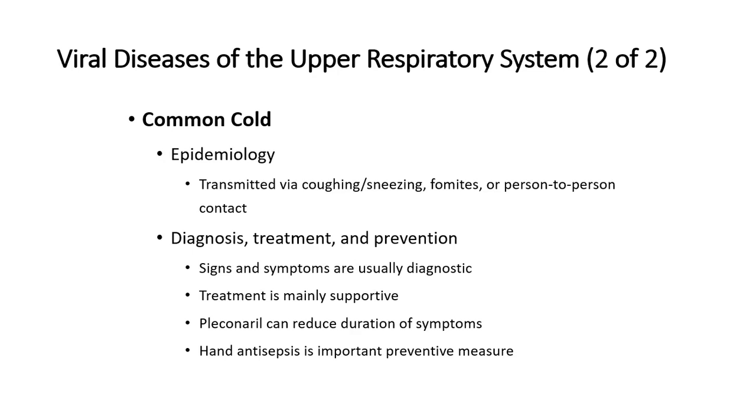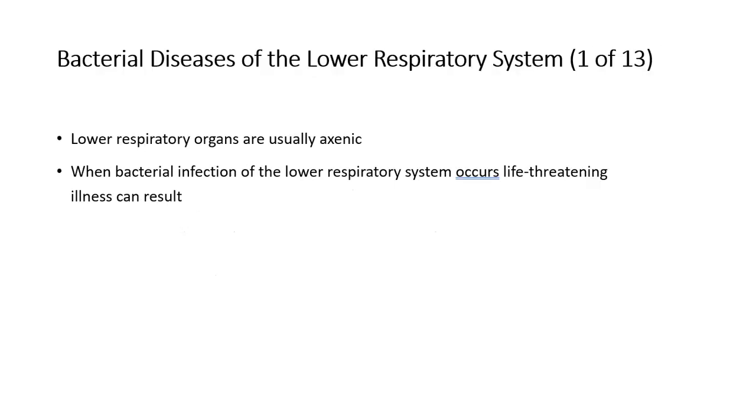And prevention of this basically is hand antisepsis. Just hand washing, disinfection of fomites. If somebody has a cold, really disinfect the dishes and the glassware and that kind of stuff in the bathroom. Do as much as you can. There are some medications that can reduce some of the symptoms, but generally it takes you about a week to get through these things. All right, so that's viruses of the upper respiratory system.